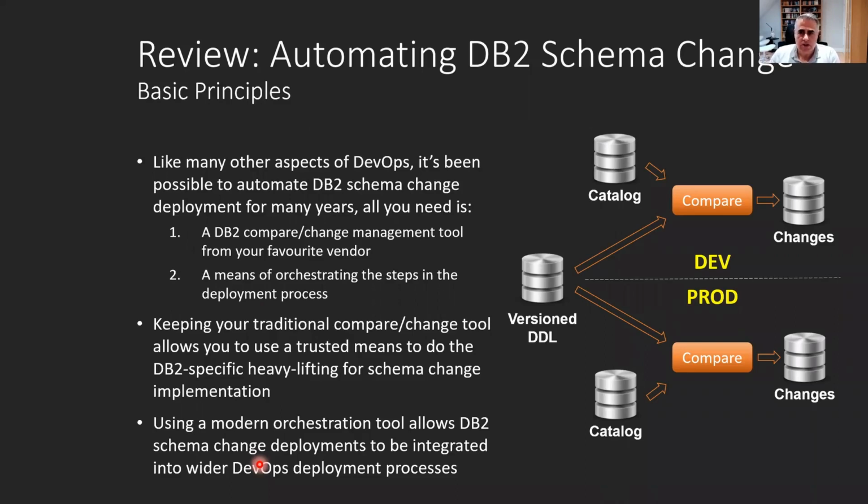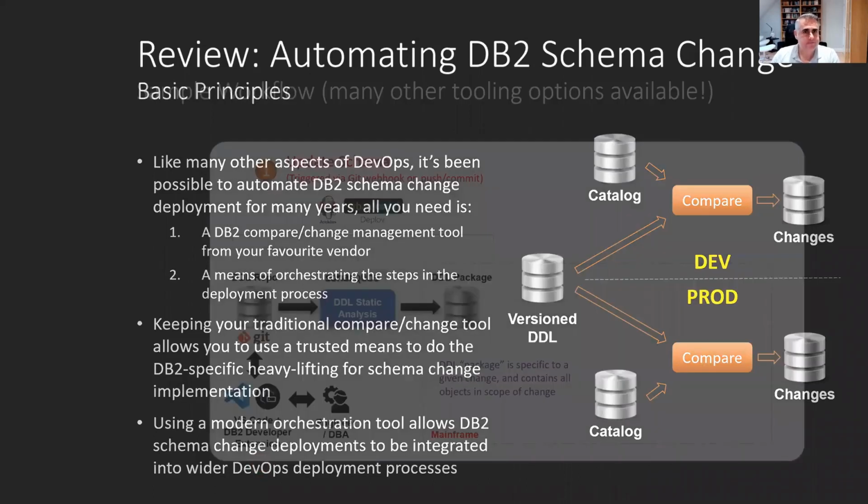That's pretty much what we do. We use the tried and tested tools behind the scenes to do the heavy lifting for the schema change, to know which plans and packages need to be rebound as a result of dropping and recreating tables, and to know how to put back all of the grants, indexes, views and dependent objects if a drop and recreate has to be done. We do all that heavy lifting that a schema change product does, but wrap it around some modern orchestration tooling such as IBM Urban Code or Jenkins, or whatever orchestration tool you're using, and allow that to be part of a wider DevOps implementation.